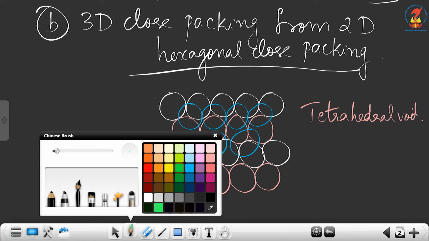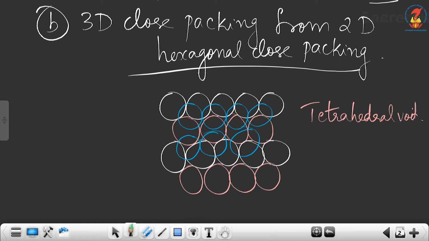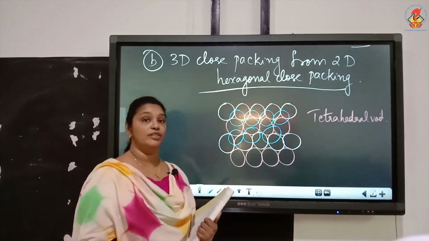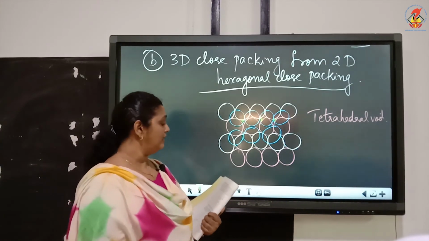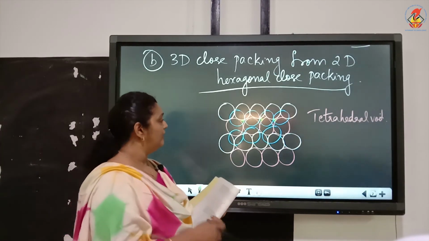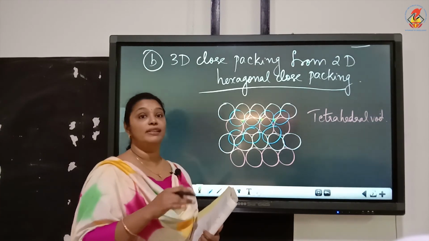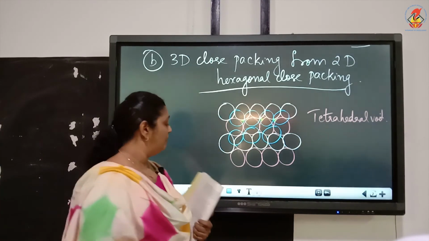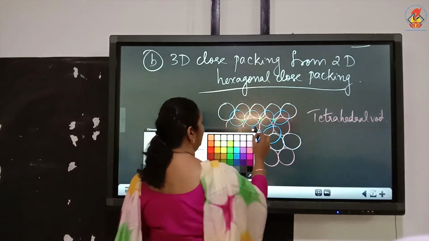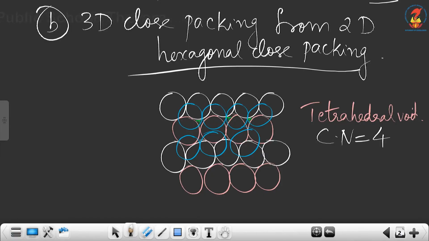So you can see in the figure, this is the tetrahedral void. That is, the voids which are covered by the second layer are our tetrahedral voids. And they are called tetrahedral voids because a tetrahedron is formed when we join the centers of these spheres. And what is the coordination number of this tetrahedral void? Coordination number will be equal to 4.